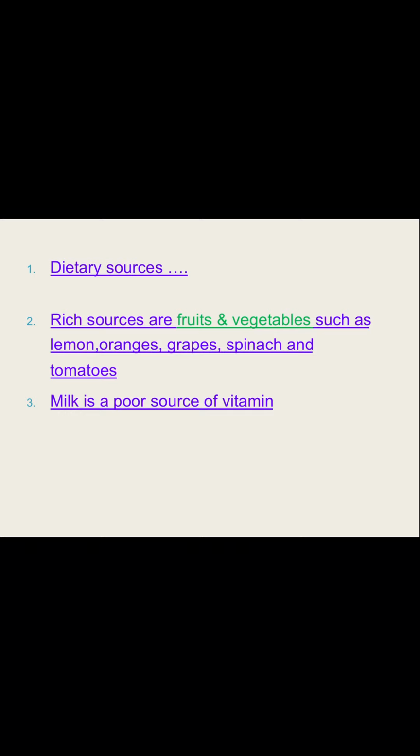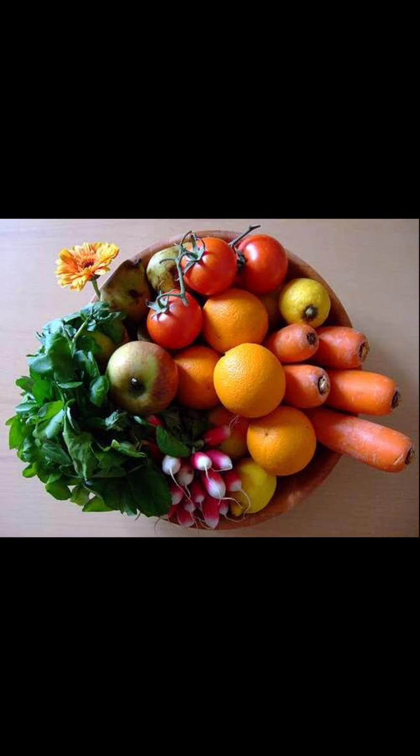Dietary sources. Vitamin C sources are all colorful sources. The citrus fruits and vegetables all have vitamin C in them, such as lemon, oranges, grapes, spinach and tomatoes. Milk is a poor source of vitamin C. So, a vitamin C plate should look like this, so much color.